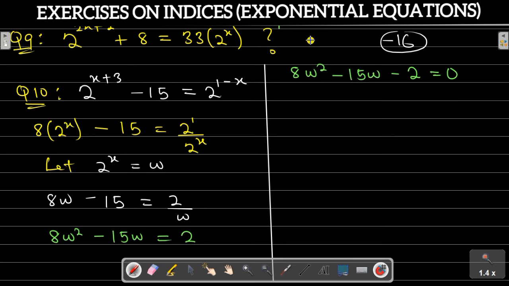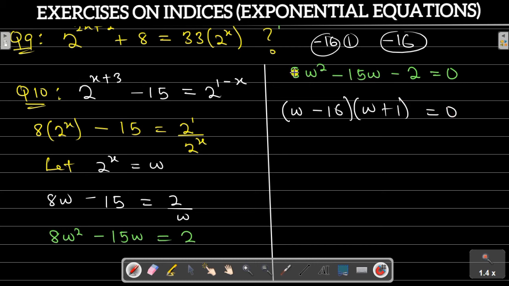What would that be? Minus 16 and 1. You have to build expertise in getting these two factors by exercises. Just solve exercises. Minus 16 times 1 is minus 16, and minus 16 plus 1 is minus 15. So you are done. Open your bracket, w minus 16, and open another one, w plus 1, and then that's equal to 0.